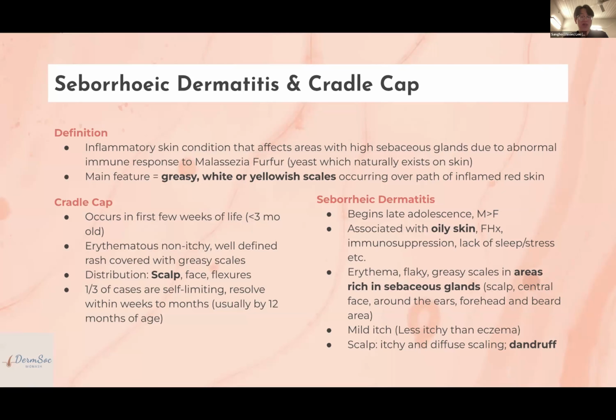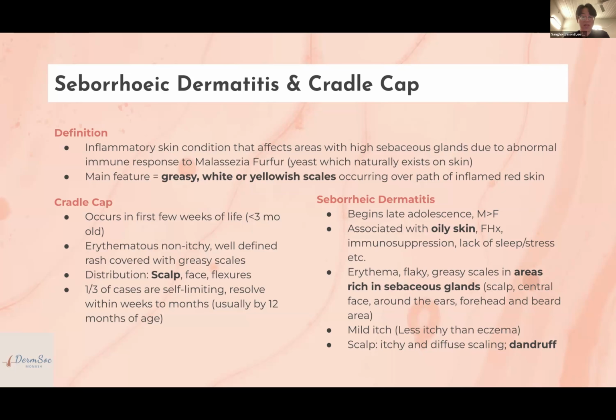About a third of these cases do go away on their own, usually within weeks to months. So not a great concern there. And if they come on during puberty and onwards, they're considered seborrheic dermatitis, associated with oily skin, and hence the reason why they start at that age around puberty.